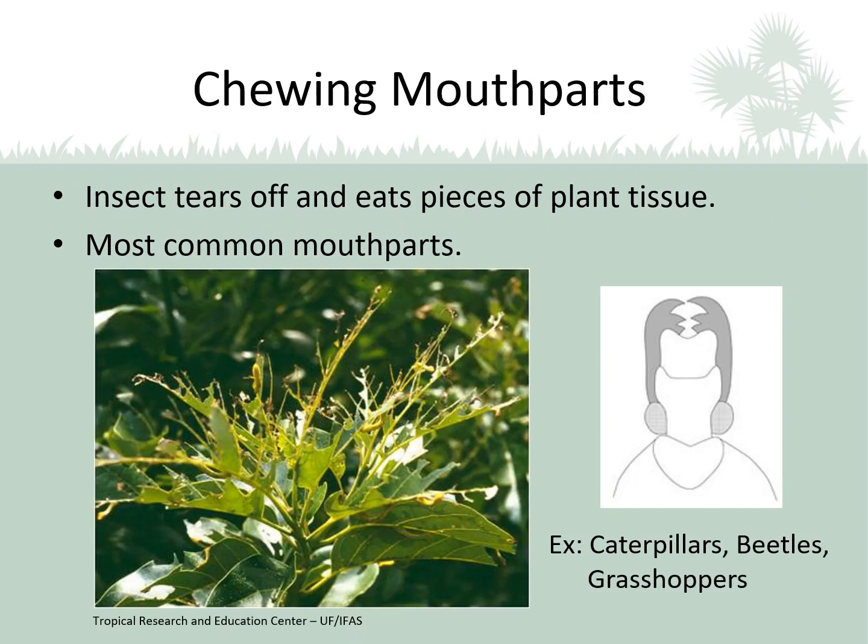So first, let's look at chewing mouthparts. Chewing mouthparts are used to tear off and eat pieces of plant tissue, sort of like the appearance of mandibles. These are the most common mouthparts. They're present in caterpillars, beetles, and grasshoppers. And if you look closely at this image, you can see how the leaves have been torn. Parts of the leaf blade have been torn away.